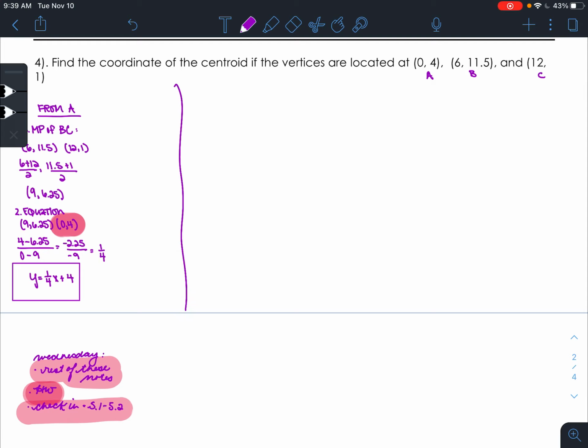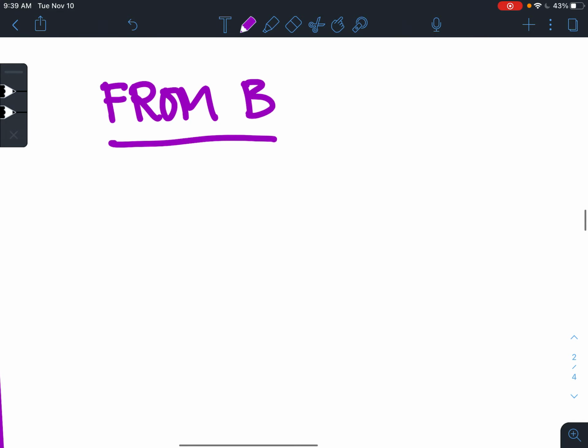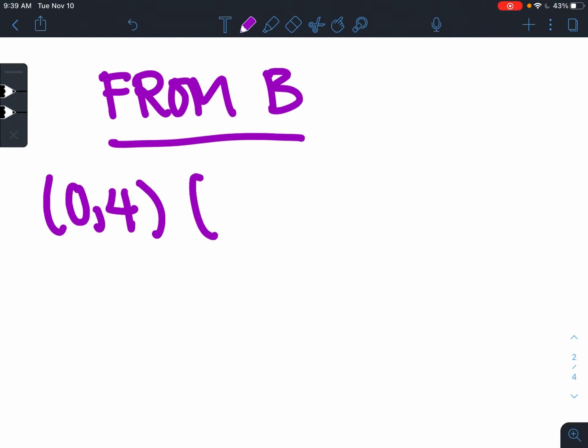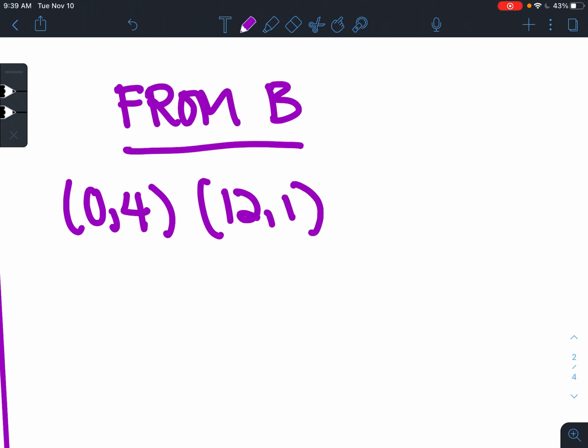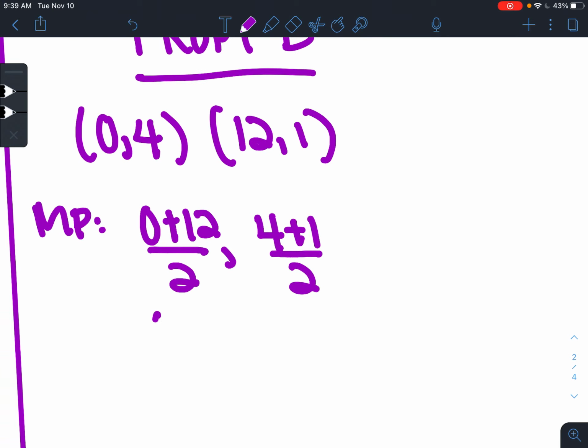Okay, let's now go from B. All right, so from B, I'm going to go from the point (0, 4). I'm going to find the midpoint of (0, 4) and (12, 1). And so to find my midpoint, I'm going to do 0 plus 12 over 2, and then 4 plus 1 over 2, which gives me 0 plus 12 is 12, divided by 2 is 6. And then 4 plus 1 is 5, divided by 2 is 2.5.